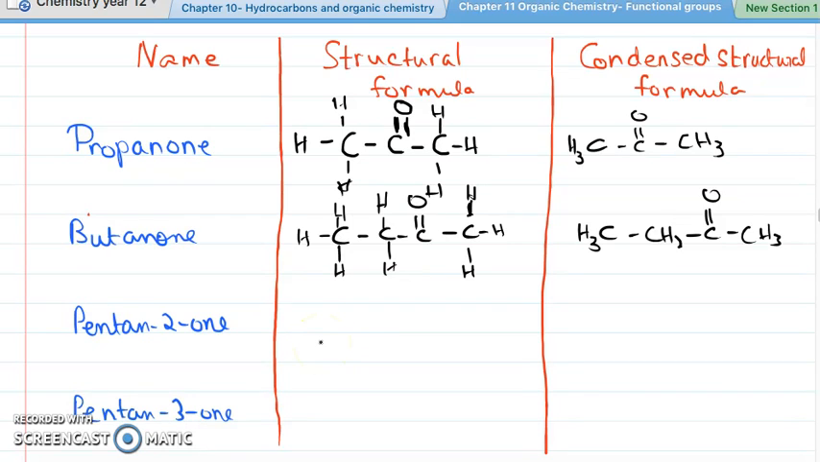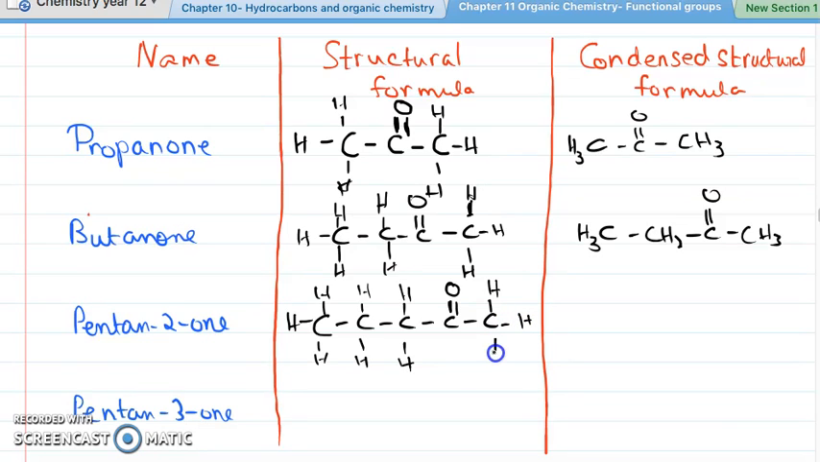Next one is pentan-2-one. Now this is where you start differentiating based on the numbering. Because pentanone can exist as 2-pentanone or 3-pentanone, that's why you would need to include the numbers. So 5 carbons, 1, 2, 3, 4, 5. Now the C double bond O group could be here or it could be here. So that's why we need to start numbering. So CH3, CH2, CH2, C double bond O, CH3.